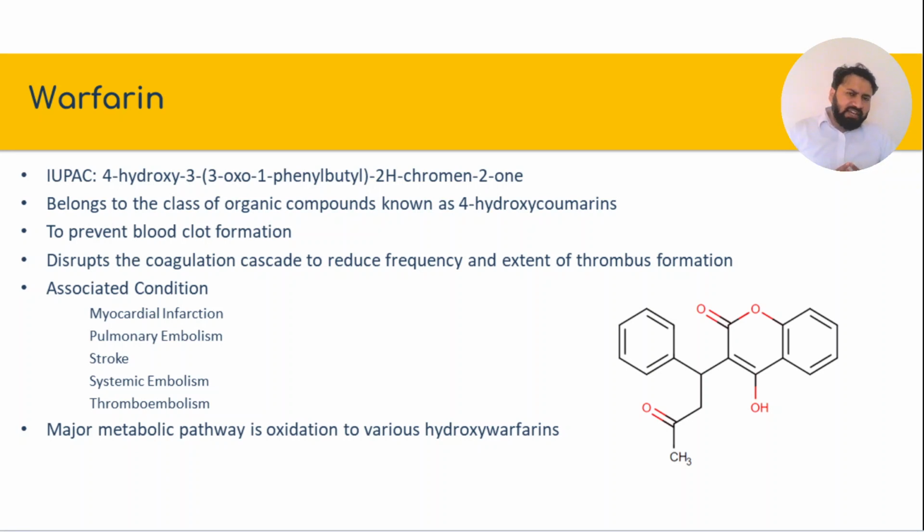Some of the associated conditions in which warfarin is used are myocardial infarction, pulmonary embolism, stroke, systemic embolism, thromboembolism, thrombosis, and some transient ischemic attacks. Warfarin disrupts the coagulation cascade to reduce the frequency and extent of thrombus formation.